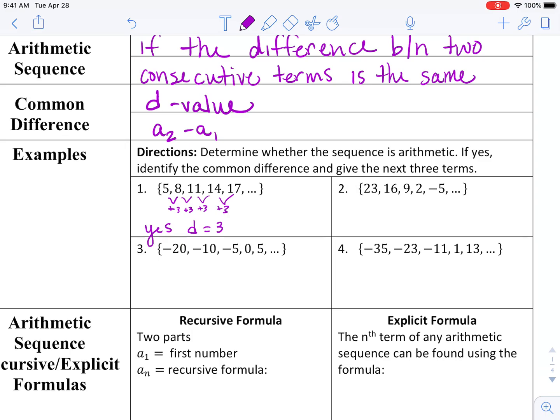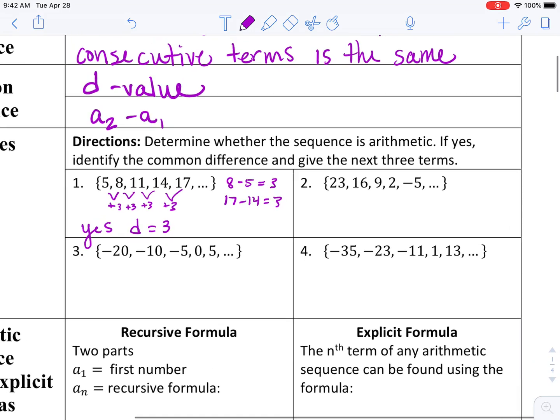If you couldn't see that, something that you can do is take the a sub 2 and subtract the a sub 1, and that would give you that common difference. You could do that with any 2 consecutive terms. So I could have taken the 17 and subtracted the 14 and also saw that the difference was 3. So that's how you can see if you have an arithmetic sequence. If you want to hit pause and try the next 3 on your own, and then you can come back and see if you got them right.